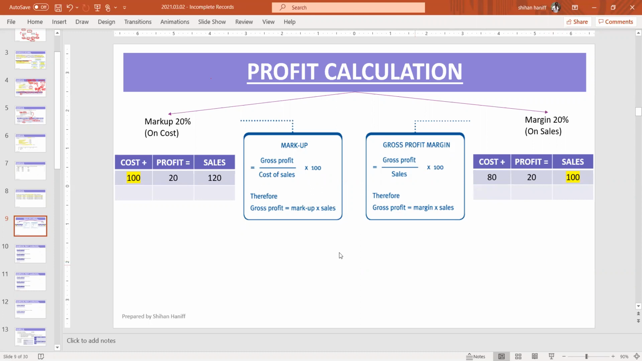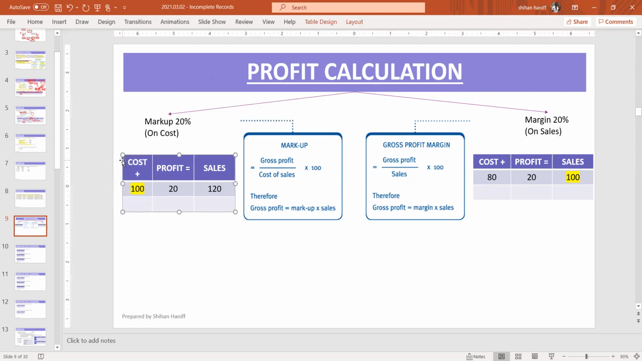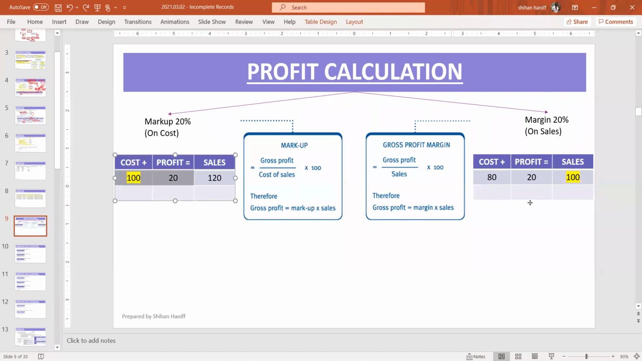So remember this equation. If the markup or the on cost is given, write this equation: cost plus profit equals sales. Cost is 100. On cost, profit is 20. Margin on selling price, profit is 20. Then the cost will be 80.